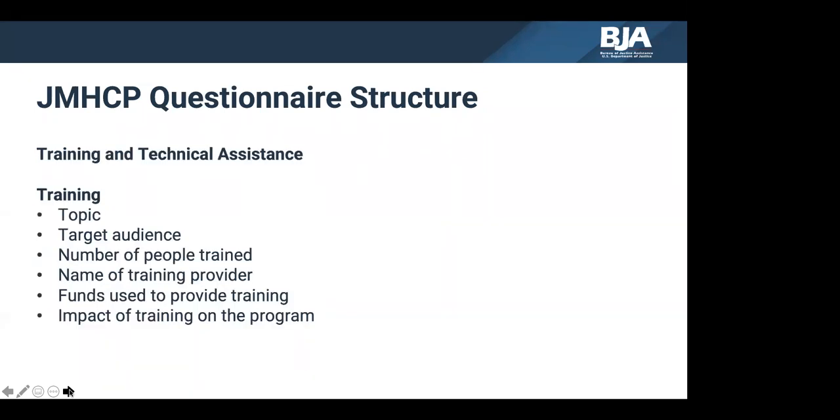In this section, you will be able to report on up to 5 trainings per reporting period. For each training, you'll be asked who provided the training, who the target audience was, the number of people trained, and what funds were used to provide the training. You will also be asked to describe the impact, if any, that the training had on specific outcomes related to the goals of your program.